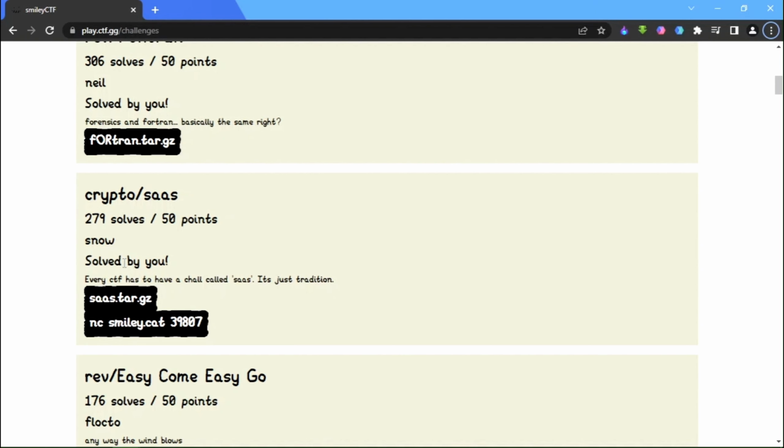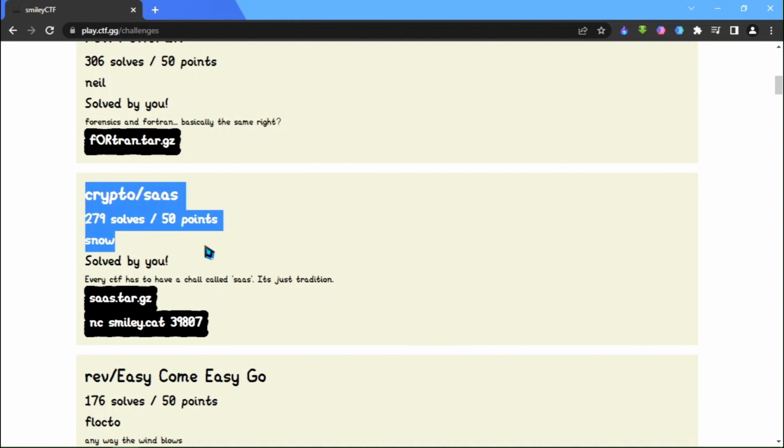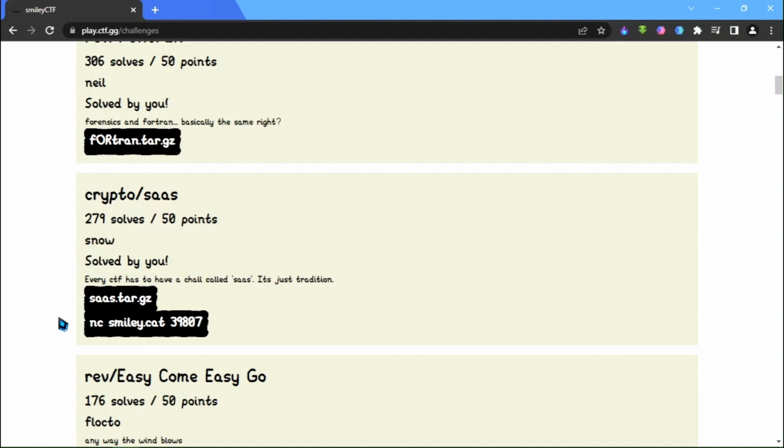Hello everyone. Today we are going to solve a crypto challenge from Smiley CTF. So here is the challenge. They provide us a netcat server and this challenge file.